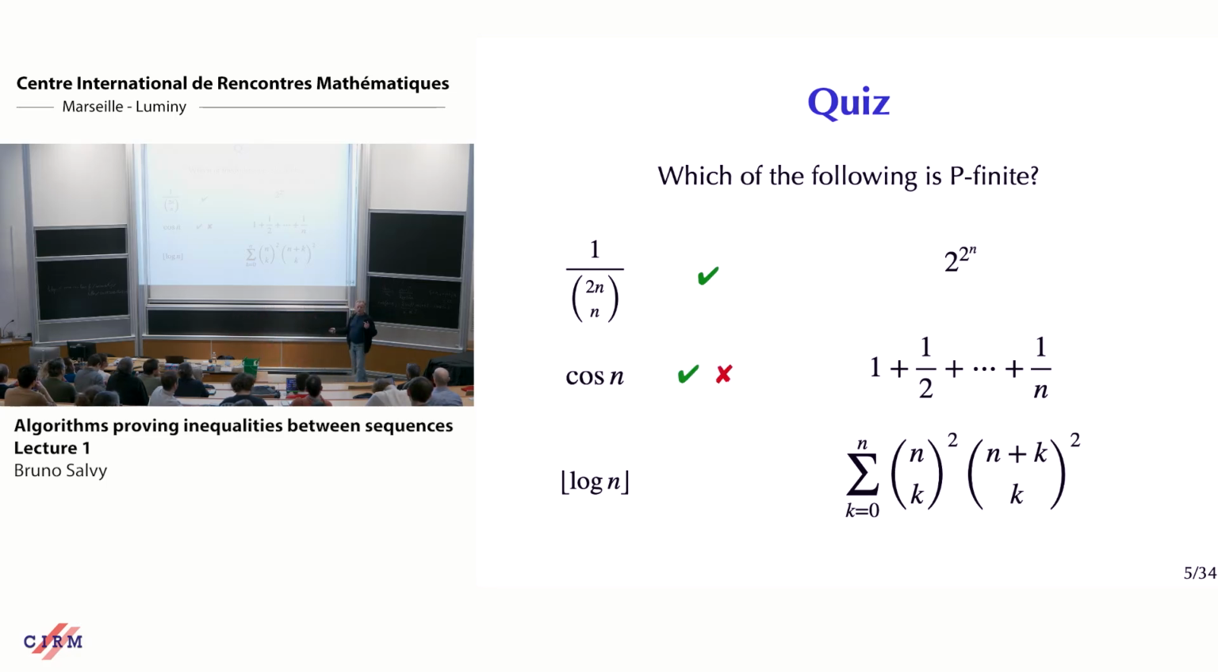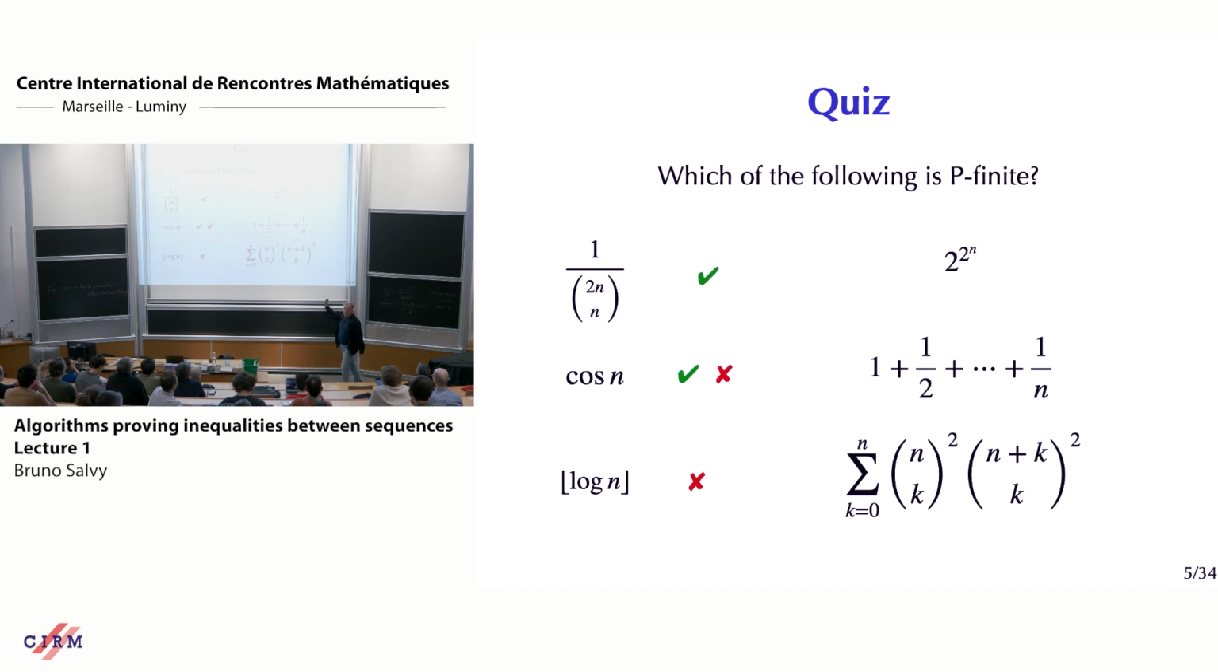The floor of log n. Take log n and you take the largest integer below log n. Who thinks it could be p-finite? Well, the question is phrased in such a way that nobody thinks that it could be p-finite. And the reason is that you have large periods where it's stable, it doesn't move. And with a finite order recurrence, you cannot really do this.